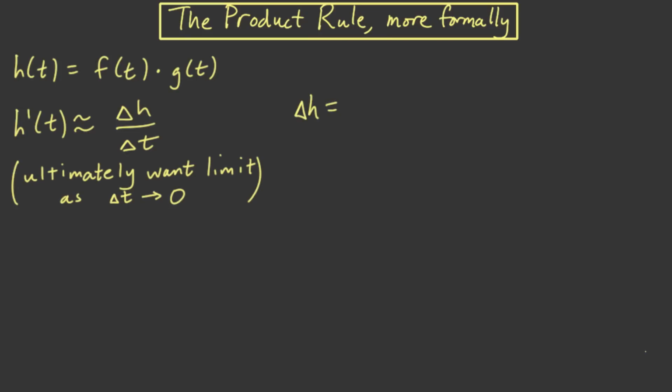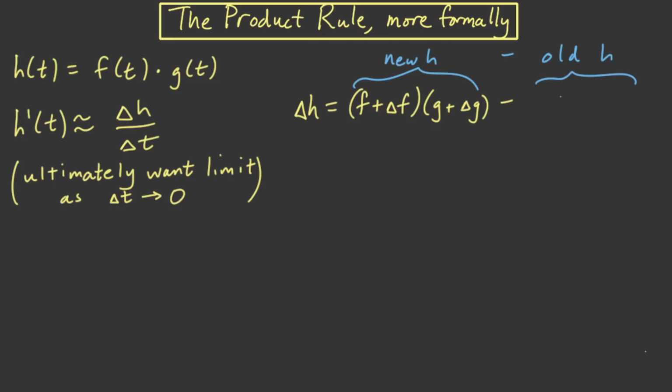What is delta h? Well, it's the change in h, so there's a new h, and we subtract the old h. But what does that mean? Well, h has changed because f and g have changed. H is always f times g, so the new h should be the new f, and that's our original f, plus the change in f, delta f, times the new g. So that's the original g plus the change in g. And this product then is the new h. And we subtract the old h, which is just the original f times g.